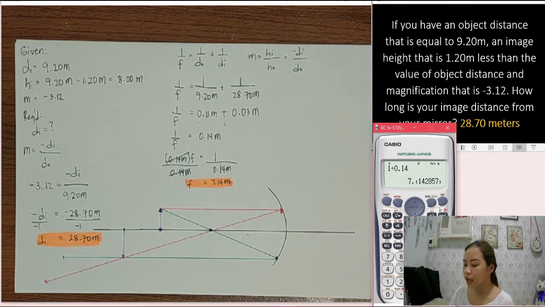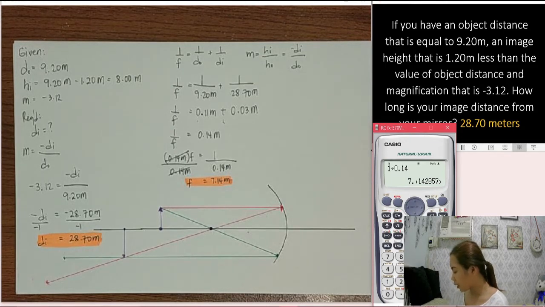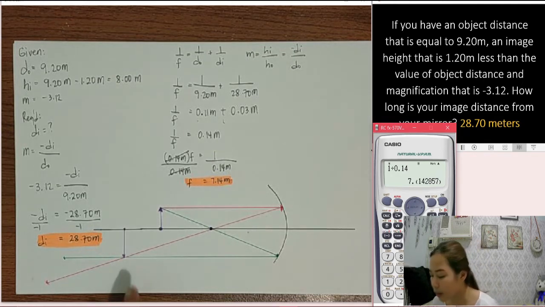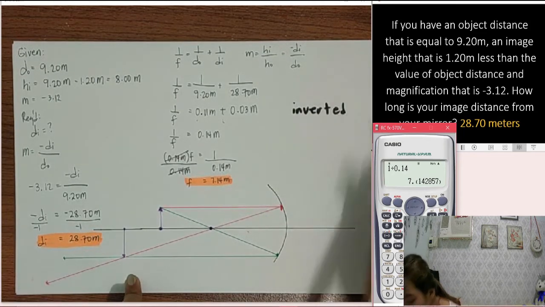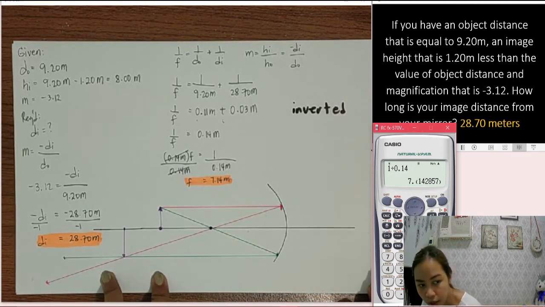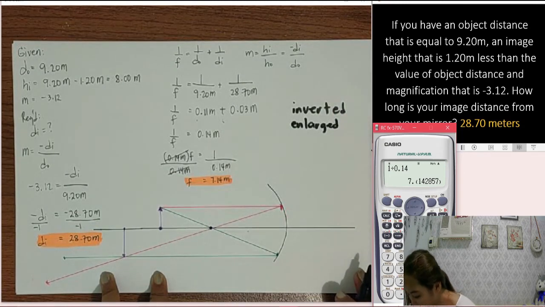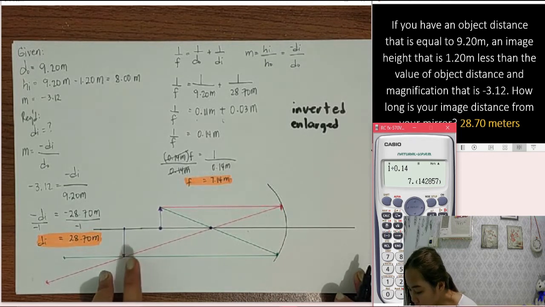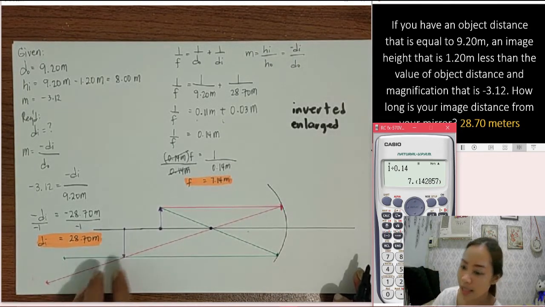Okay, just by taking a look here at our ray diagram, what type of image is formed here? In this ray diagram, the image is located below the optical axis. So therefore, this is inverted. Next, the image is larger compared to the object. So therefore, this is large. And lastly, the image here is located on the side of our object. All images located on the side of the object are real.